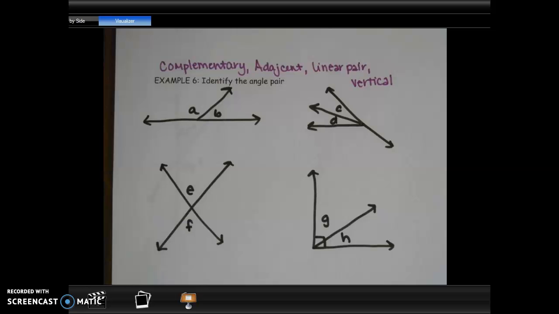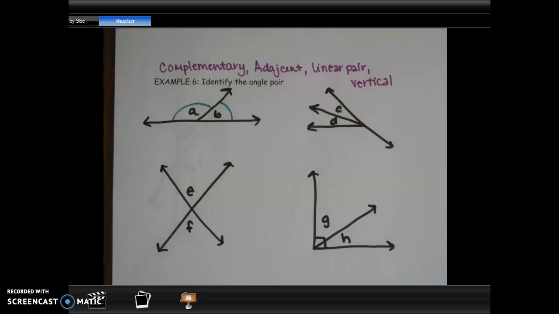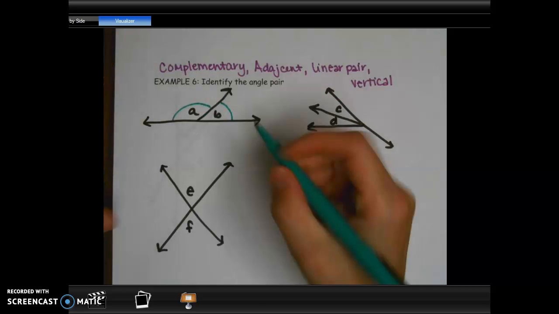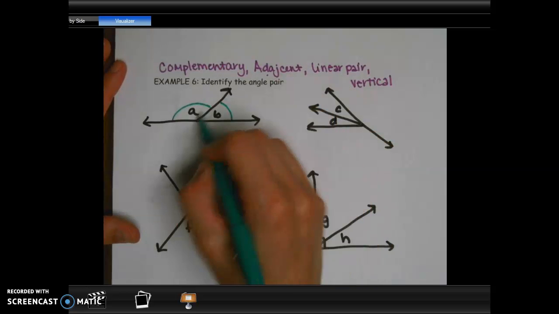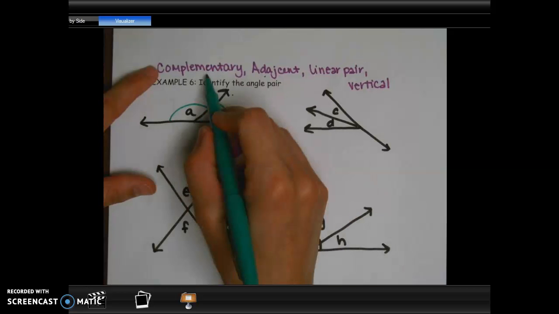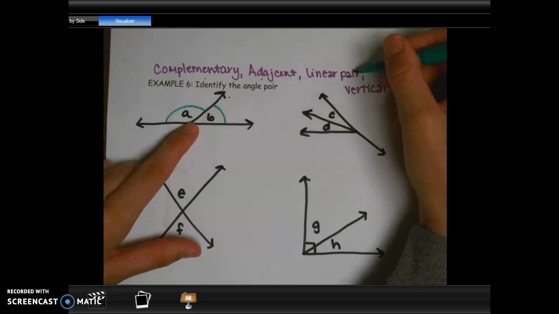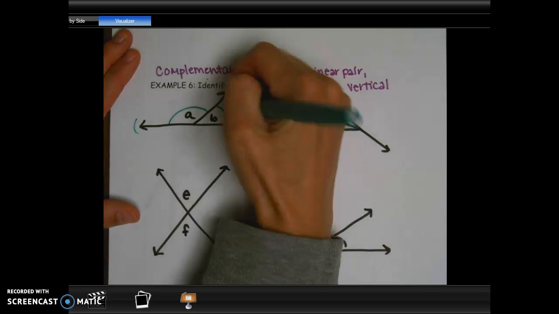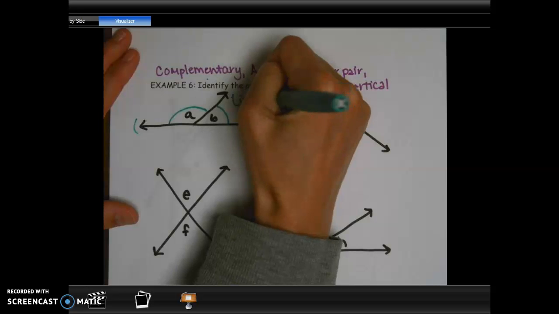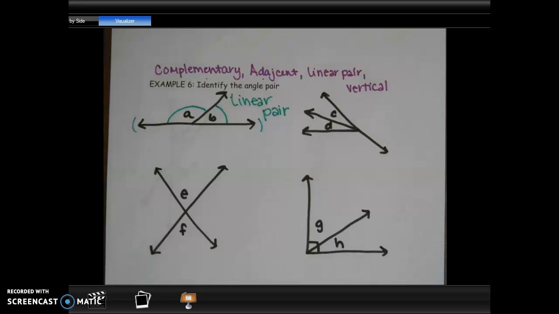So let's look at this first one here. First thing I'm going to do is make some arcs on my angles just so I can see what I'm working with. I do notice that we share a side, so they are considered adjacent. But the next thing I need to check is if they're sharing a side, are they creating a 90-degree angle? No, there's no box here, so they're not complementary. They're still adjacent. Let's check this one. Linear pair, are they creating a straight line? Yes, they are. So this is considered a linear pair. Some of you are like, I thought you said they're adjacent. They are, but ultimately they're adjacent angles that are creating a line. So their final name is going to be linear pair.